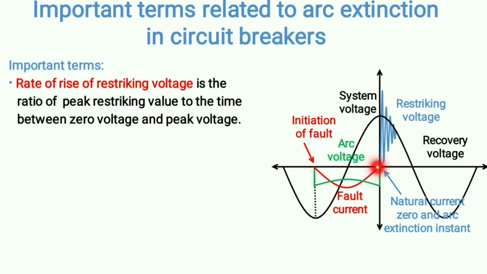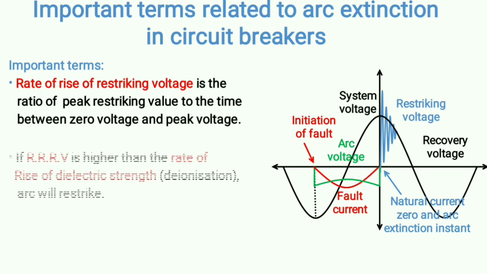So 0 means at this origin, this junction, at this point the voltage is 0, and after some time it will directly go to this peak value. Okay, this is a very small time instant gap. So that time I am talking about here. So if you take the ratio of these two, you will get the rate of rise of restriking voltage.